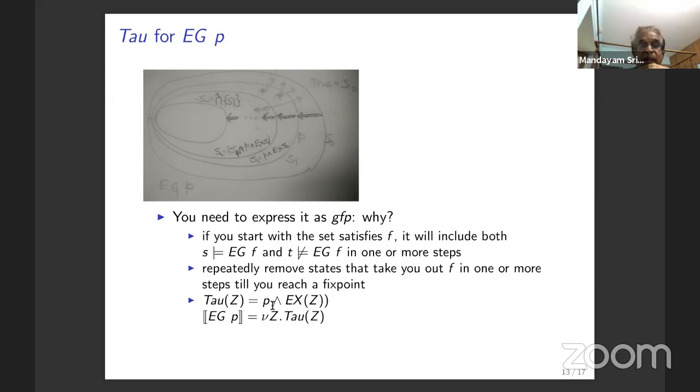And you see when you apply P and EX of true, Z is first applied to true. True is tau naught. Tau 1 will be P and EX of true. EX of true is true, because every state, I mean, true includes everything. So EX of true could be every state in the universe. So P and true. So after one step, you get to P.